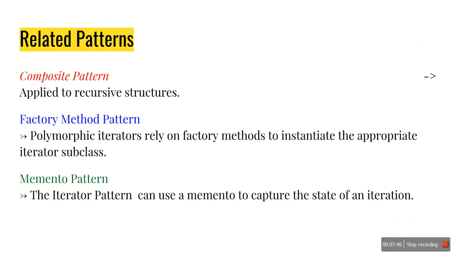Some related patterns to the iterator are the composite pattern, which is applied to recursive structures; the factory method, which polymorphic iterators rely on to instantiate the appropriate iterator subclass; and finally the memento pattern. Such a pattern can use a memento to capture the state of an iteration.